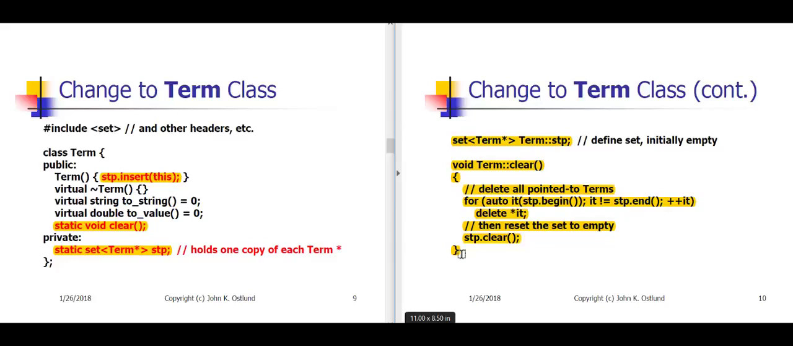Now, once we've deleted the dynamically allocated storage for each one of those term objects, we also need to clear the set itself. So in this last statement, we're calling the clear member function of the set class so that the set is now reduced to containing 0 elements.